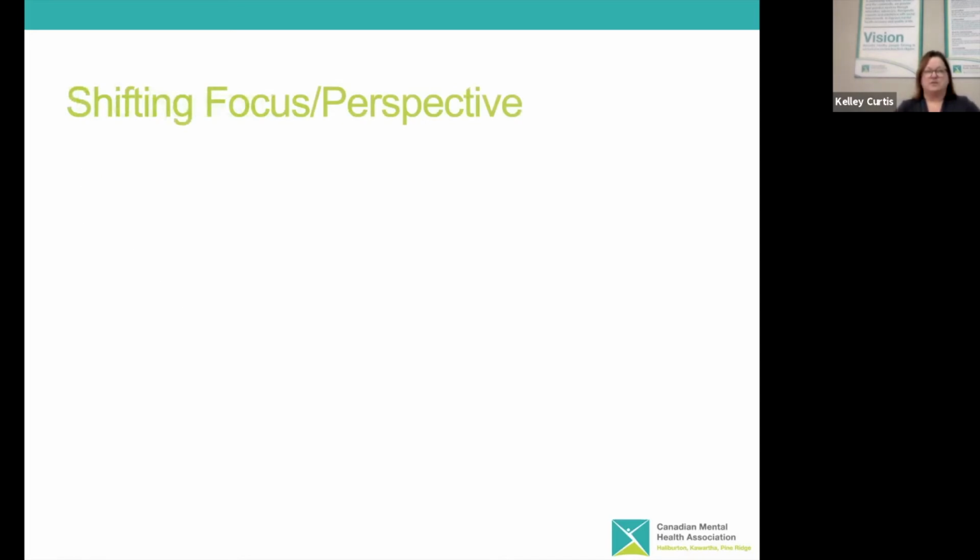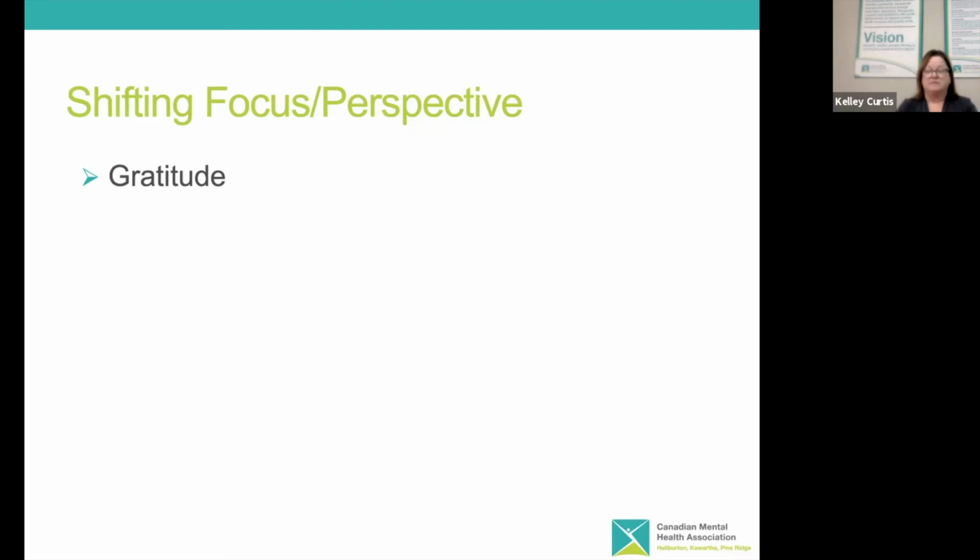So, another strategy that we would talk about is that shifting focus or that perspective. So, really thinking about practicing some gratitude as an example. So, a nice, easy way to start out with this, there's all kinds of different ways that you can look at more. You can do some research on gratitude and find a lot of different strategies.